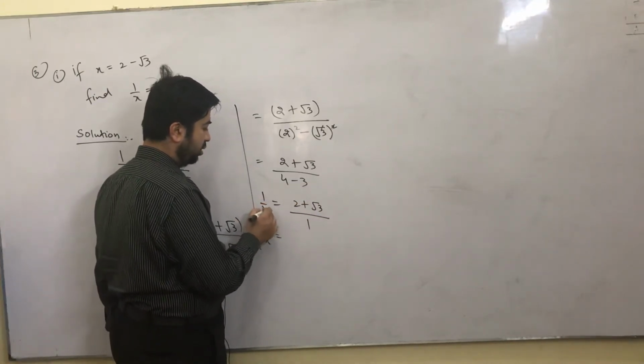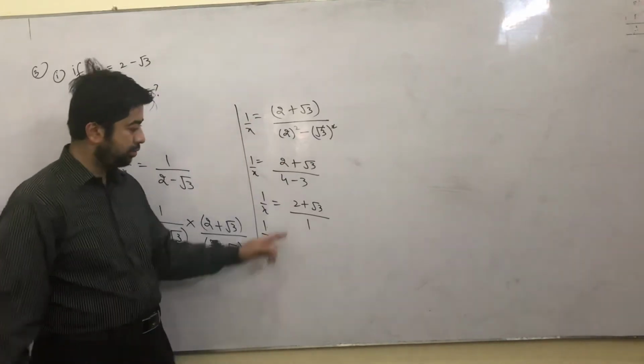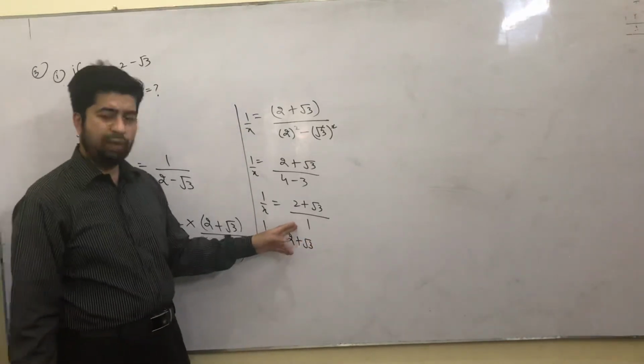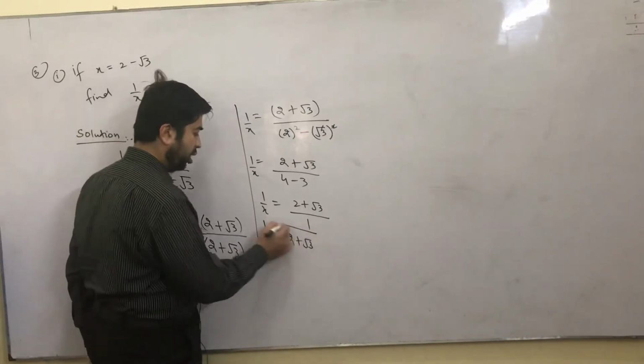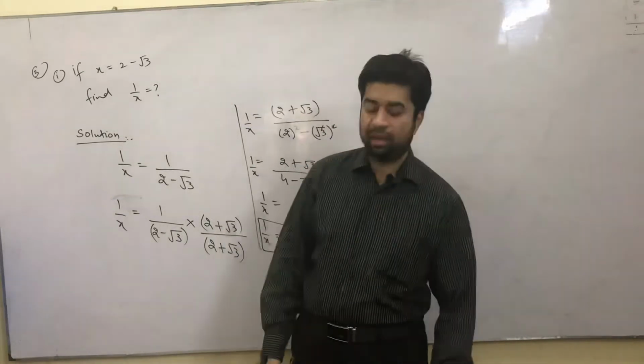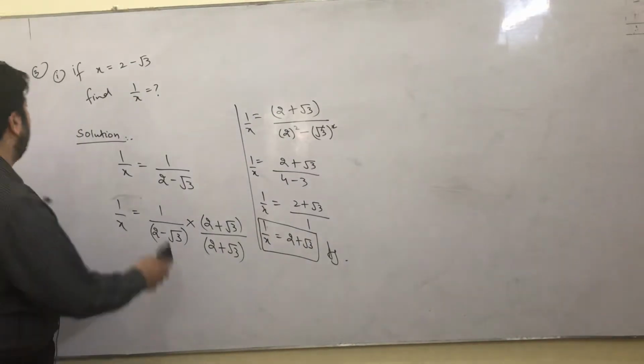This was 1 over x. See that, 2 plus square root 3. In the denominator you can write 1 or you are not going to write 1. This is up to you. This is the answer, similar to your previous parts.